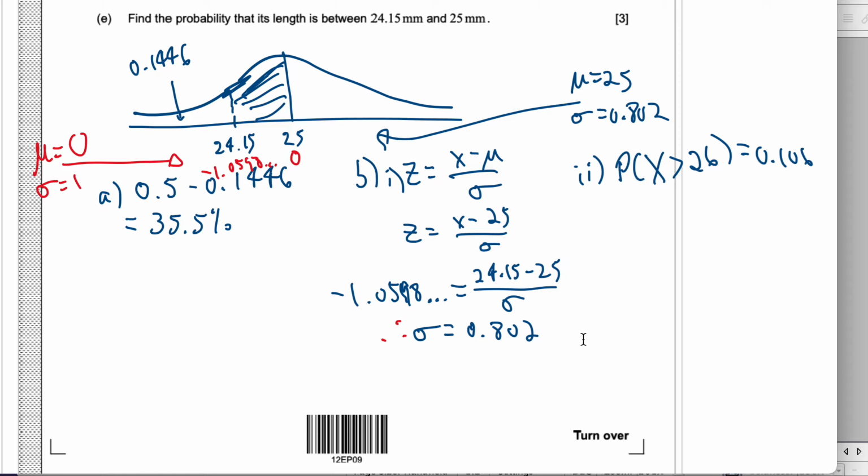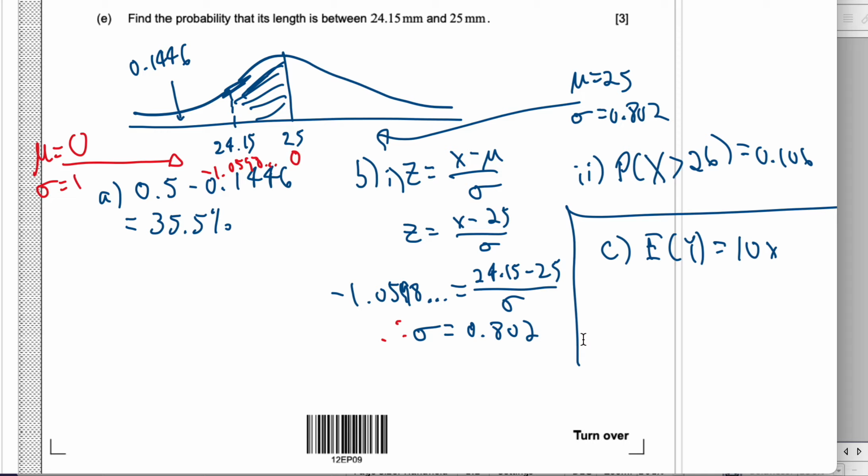Maybe it's getting a little messy here, but C, the expectation of Y is equal to 10 times 0.106 and so on, which is equal to 10.6, oh sorry, not percent, just 10.6. And I can't multiply, that's clearly 1.06, 10 times that. Let me erase that. 1.06 to 3 significant figures.